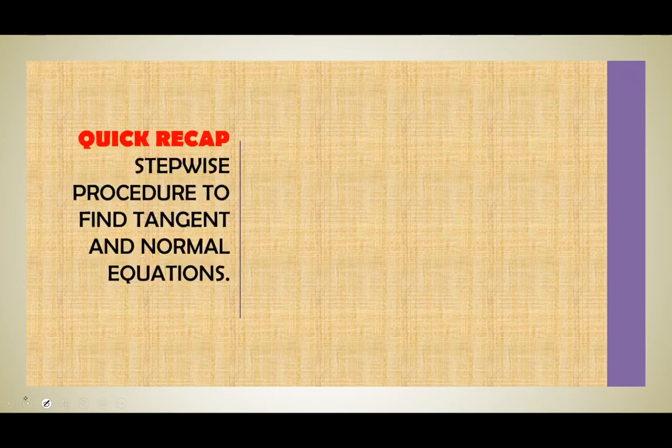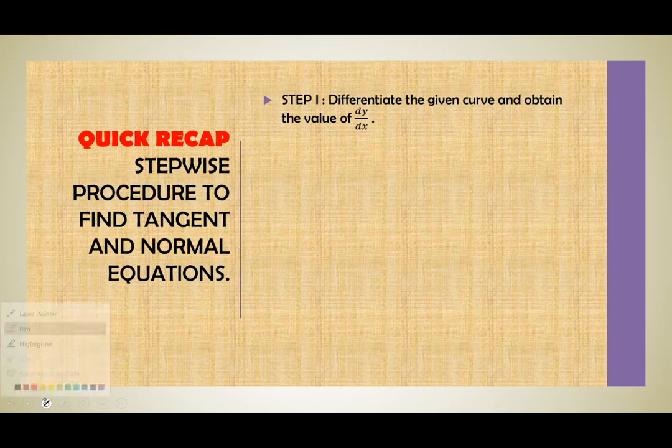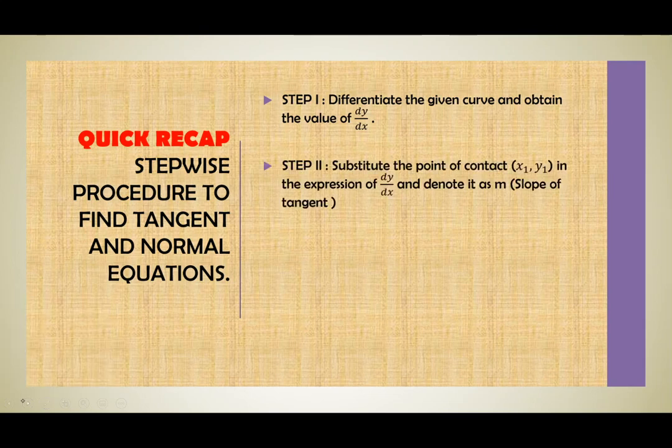Now, let's take a quick recap of how to find the equations of tangent and normal. I have already mentioned this procedure to all of you, and the method is very simple. Step 1 is to differentiate the given curve and obtain the value of dy by dx. Then step 2, of course, was to substitute the point of contact x1, y1 in the expression of dy by dx and denote it as m. So m is nothing but dy by dx at the point of contact, and that is nothing but the slope of the tangent.